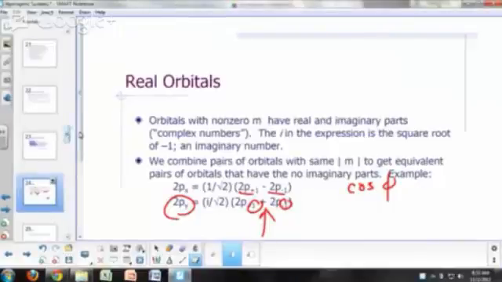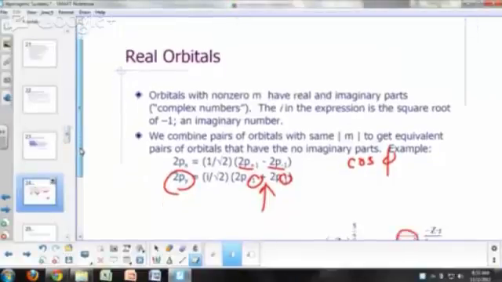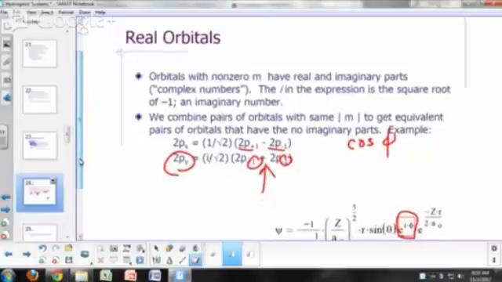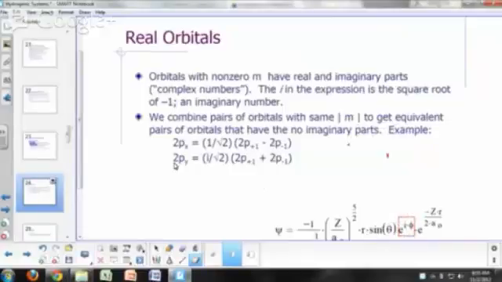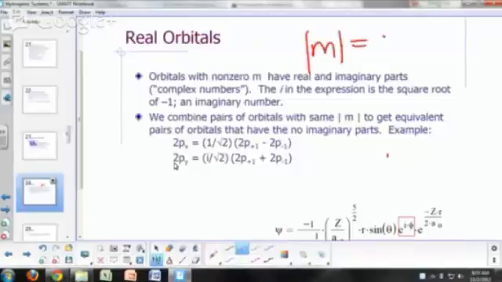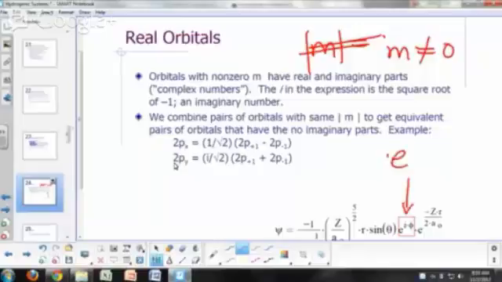Now, real orbitals, if you remember, we said when we were talking about the spherical harmonics, that when m is not equal to 0, then you get an imaginary function. Your wave function is imaginary because of this term right here, e to the i m phi. So when m is plus 1, this is the term that you get. And so you can't really plot that.